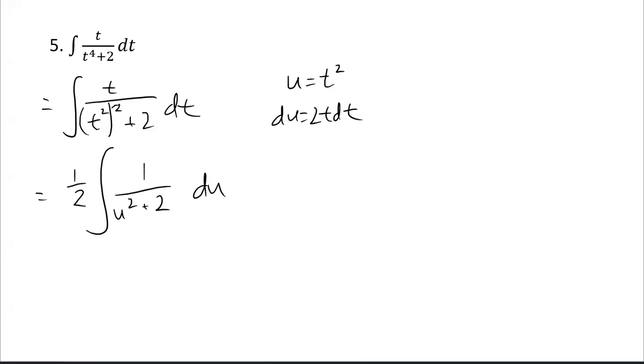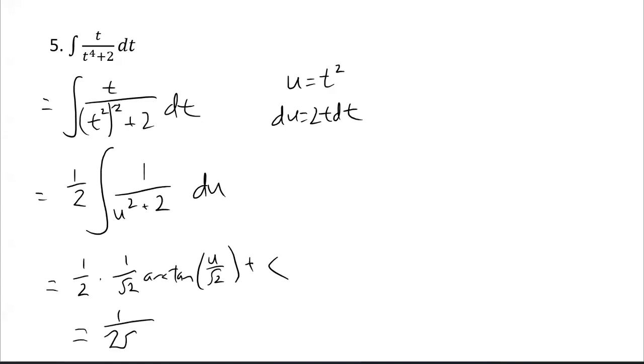Okay, so if you remember the general formula for the integrand that leads you to the arctangent, you can jump directly here. It would be 1 over 2 times 1 over square root of 2 arctangent u over square root of 2 plus c, and then you would back substitute afterwards. So 1 over 2 root 2 arctangent t squared over square root of 2 plus c. And here's your answer.